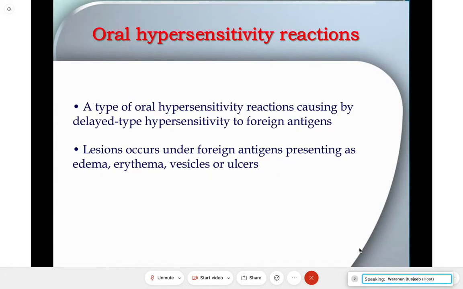And now we are going to talk about oral hypersensitivity reaction. Actually, plasma cell gingivitis is one type of oral hypersensitivity reaction. This is caused by a delayed type hypersensitivity reaction to foreign antigens. And for dental treatment, we have so many types of dental materials that the patient may have an oral hypersensitivity reaction to. And the lesions may have many appearances: edema, erythema, vesicles, or ulcers.